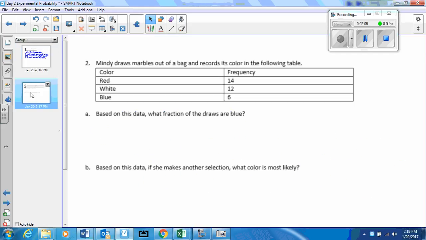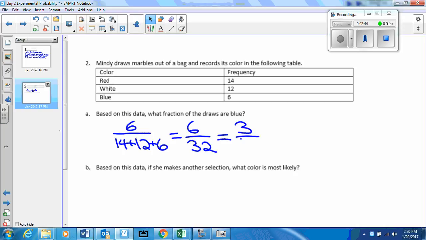Looking at our next example, Mandy draws marbles out of a bag and records the colors in the following table. We have red, white, and blue colors, and the frequencies. Based on this data, what fraction of the draws are blue? So I would put the number blue on top, 6, compared to the total, and to find the total, I have to add them all together. So when I do my adding, 14 plus 12 plus 6 gives me my fraction 6 over 32, and that does reduce. So if I reduce it down, it reduces down to 3/16.